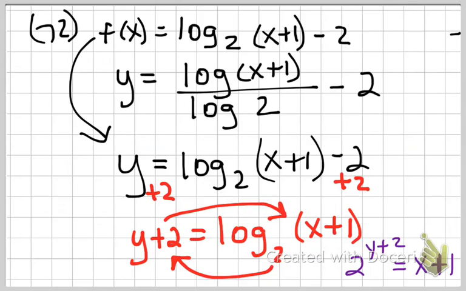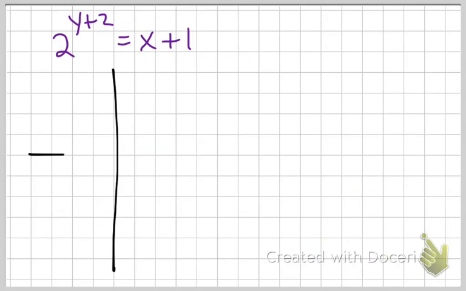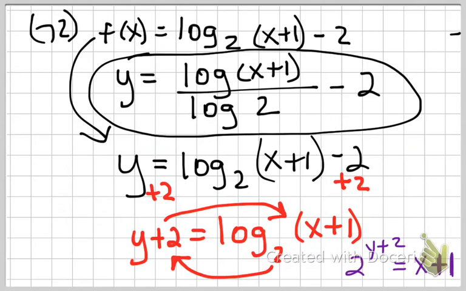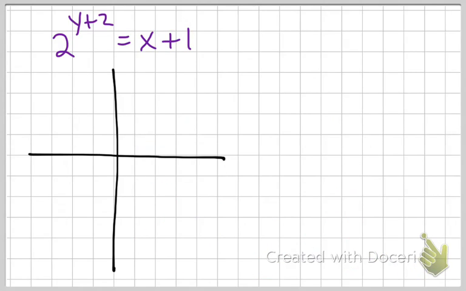I'm going to rewrite this on the next screen before we graph it. So 2 to the y plus 2 equals x plus 1. If you use the calculator form right here, you can use your table to get your values, but you can also graph it on your calculator to see what the shape looks like. So just keep in mind that you can always use your calculator.